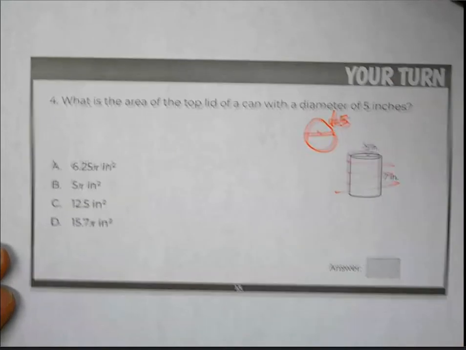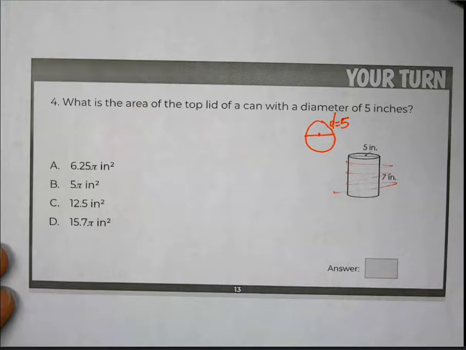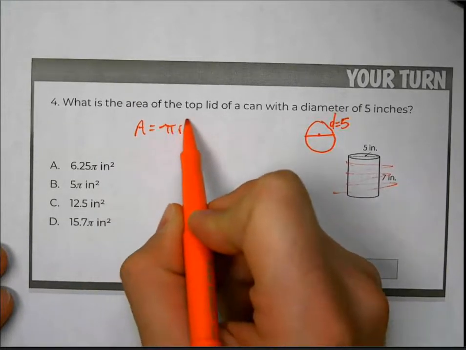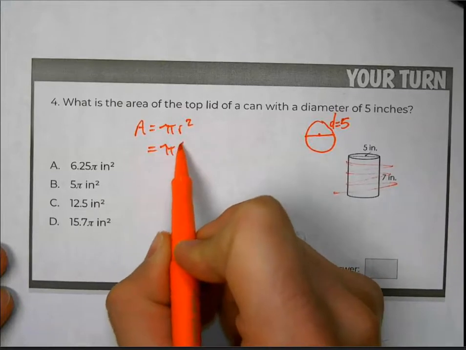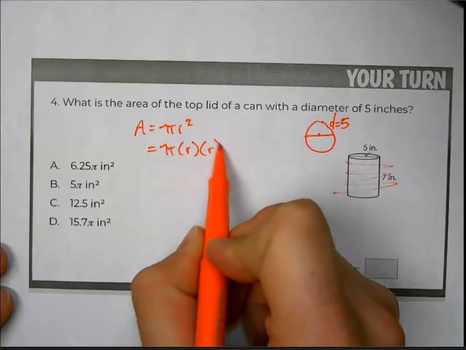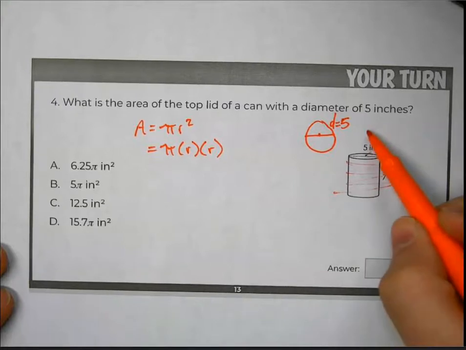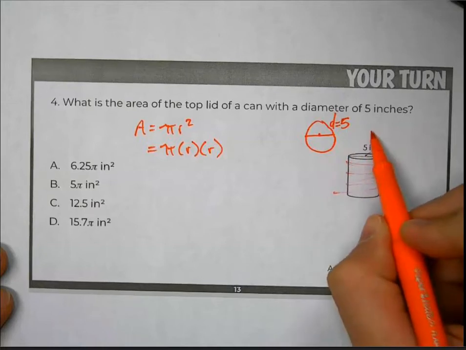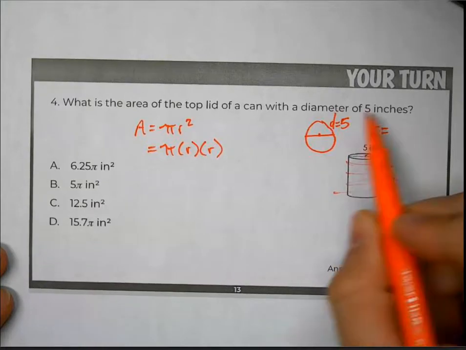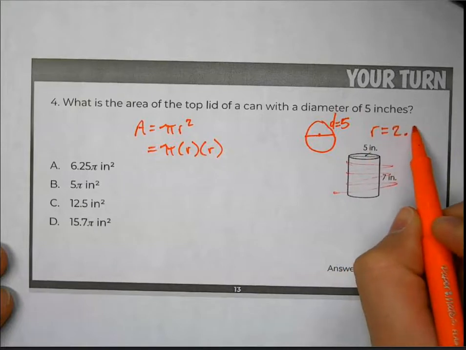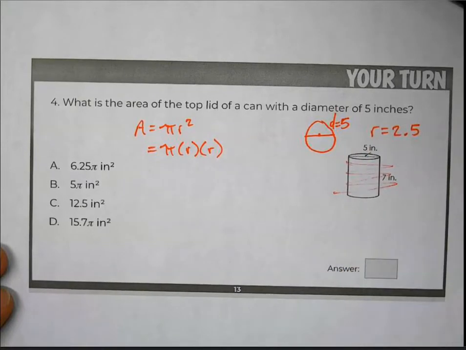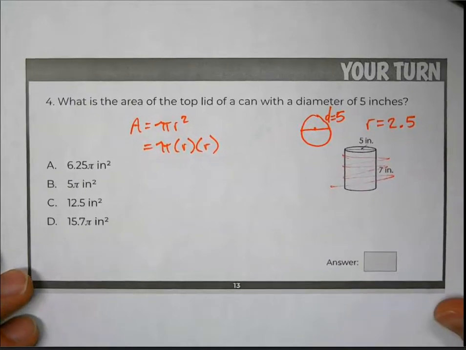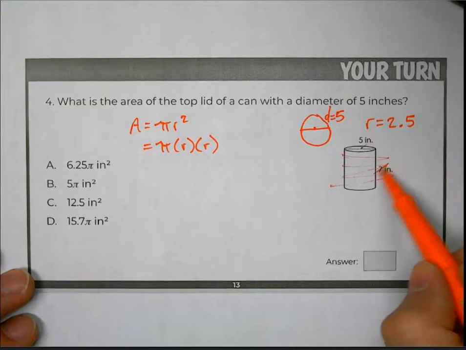Okay, now they want the area. Remember our area formula is pi r squared, which is pi times radius times radius. Well, they didn't give us the radius, they gave us the diameter. So if the diameter is 5, remember your radius is exactly half of that. Half of 5 is 2.5. If you didn't know that, then go off to the side and divide it by 2. The 7 right here, you're not using that.